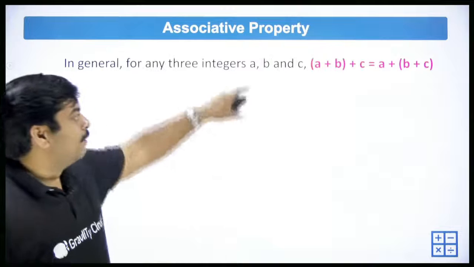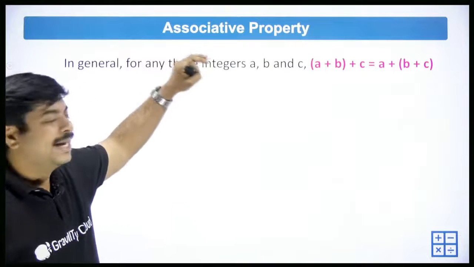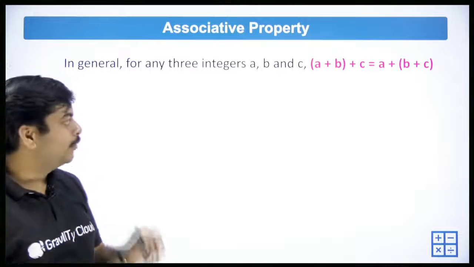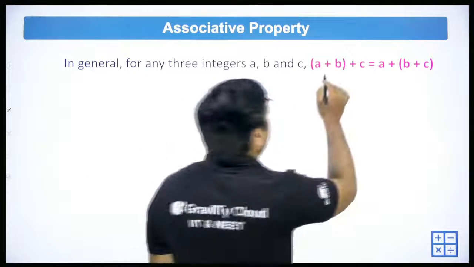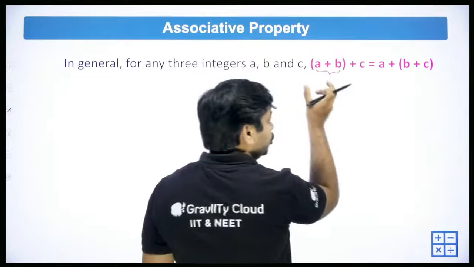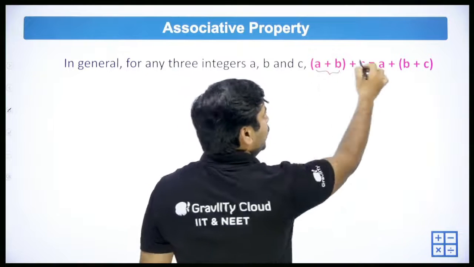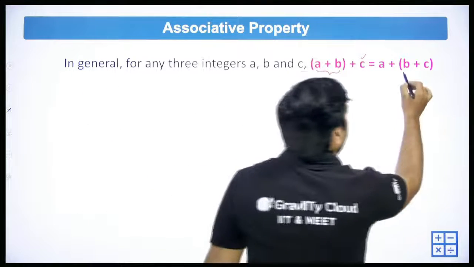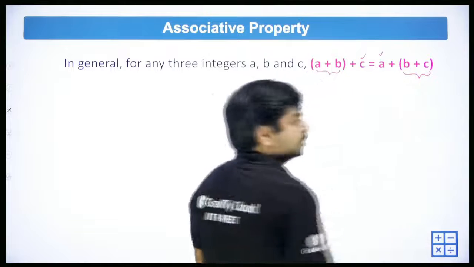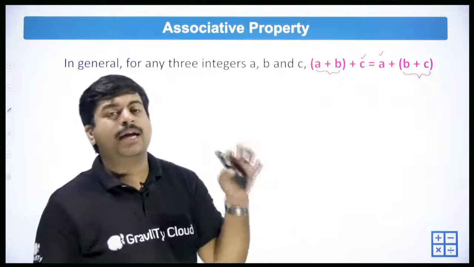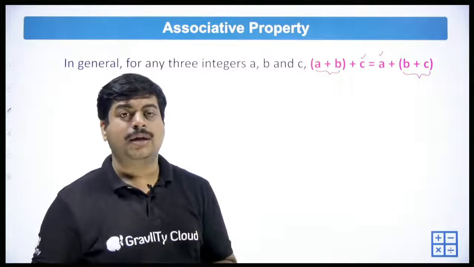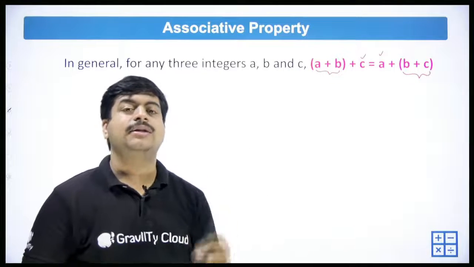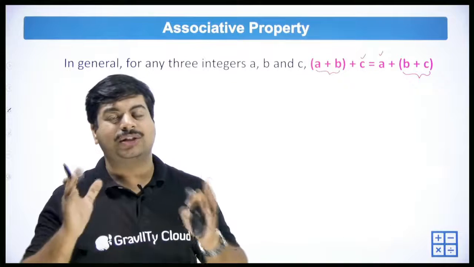For example, for addition in the associative property, we take three numbers A, B, C. We add the first two numbers, and to that resulting sum we add the third one. In the other case, we add the second and third, and to that resulting sum, add the first. Let us confirm whether these two are equal. In normal numbers, we know they are equal. You can add in any way, but we'll discuss it with respect to integers.